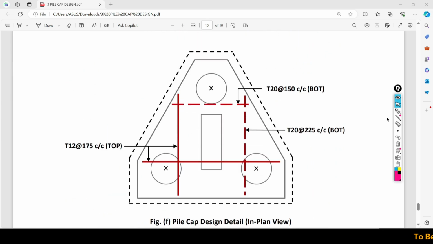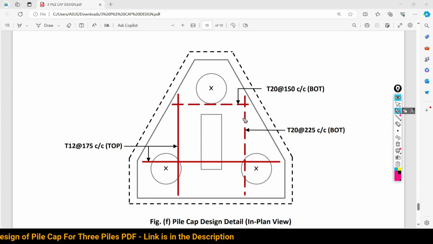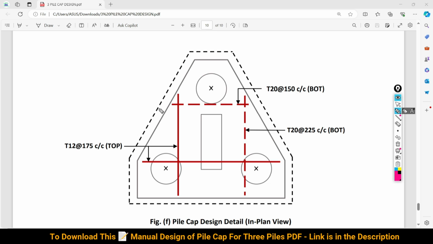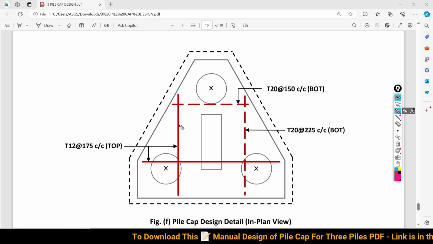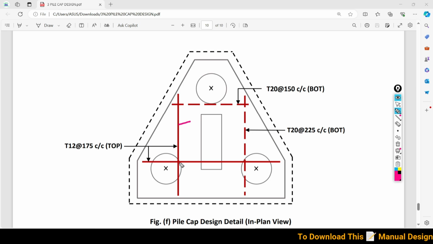So just have a look at the detailing. So basically we are going to show the pile cap by its edges and the presence of the piles 1, 2, 3, and these dotted lines are actually showing the PCC edges. Okay, and these solid lines of red color are actually showing the reinforcement at the top, and this dashed line of red color is actually showing the bottom reinforcement.